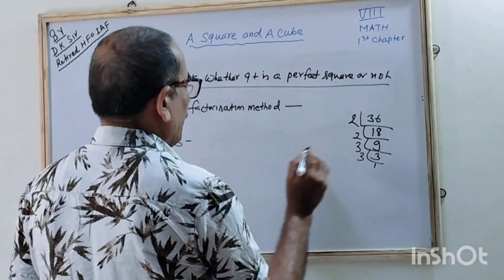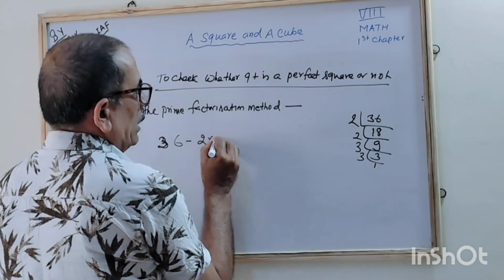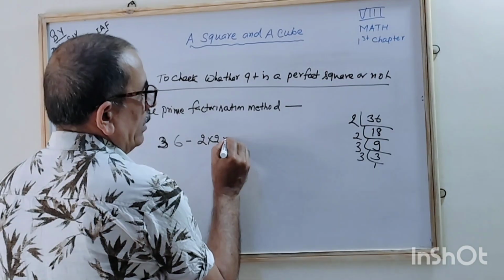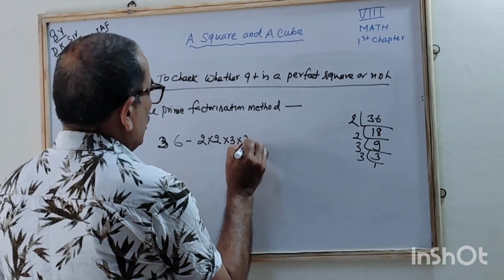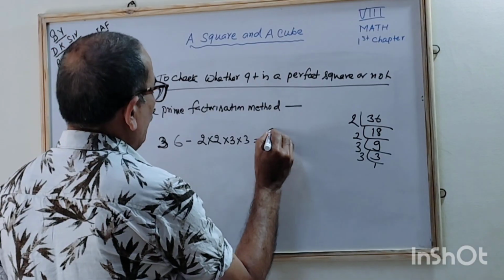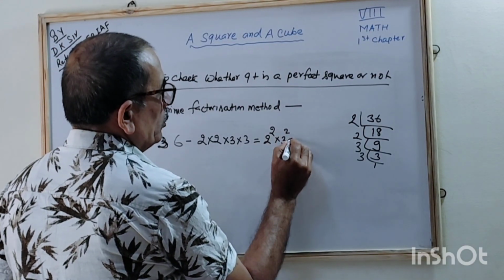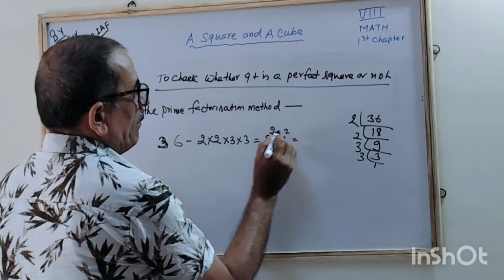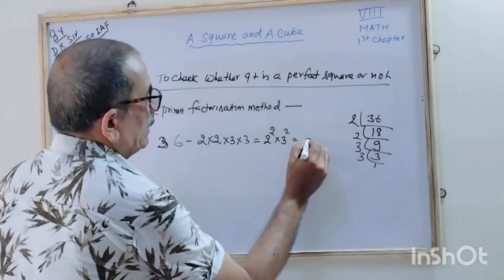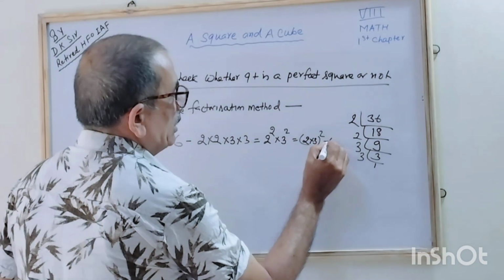So what is the prime factorization of that? We could see 2 into 2 into 3 into 3. So make it in the exponent form. It will be 2 to the power 2 and 3 to the power 2. As you know, if the power is equal, both can be together. So 2 into 3 to the power 2 becomes 6 to the power 2.